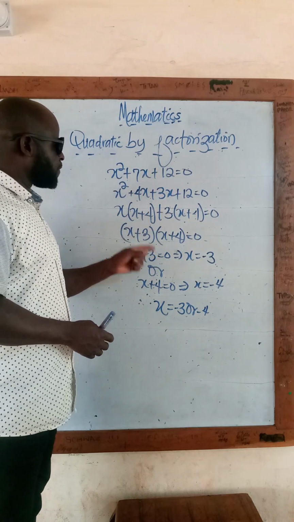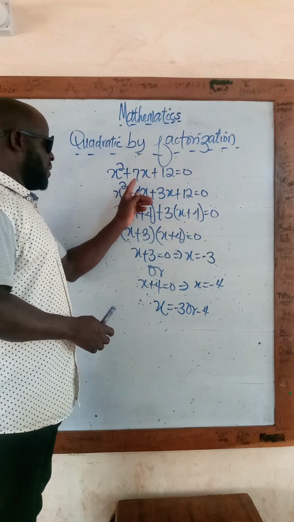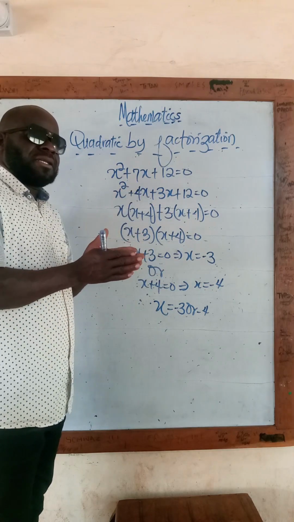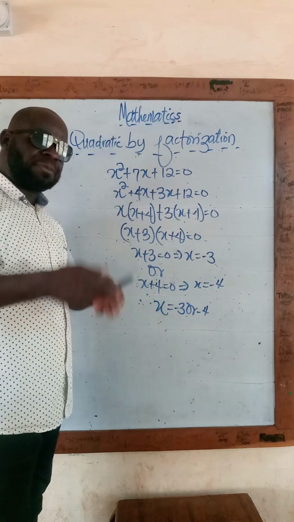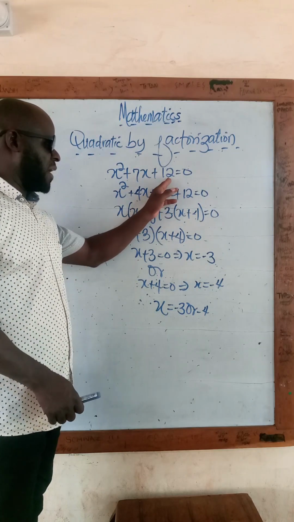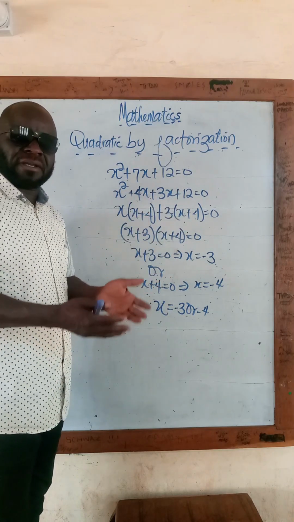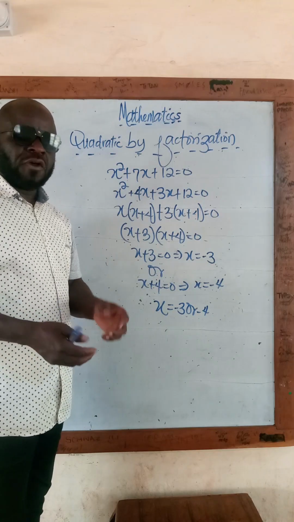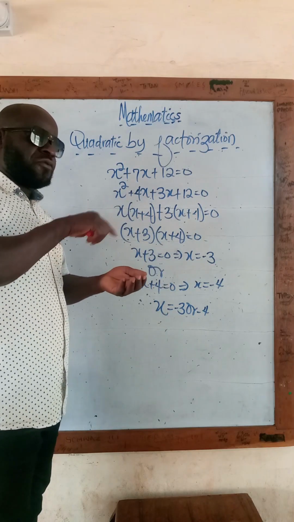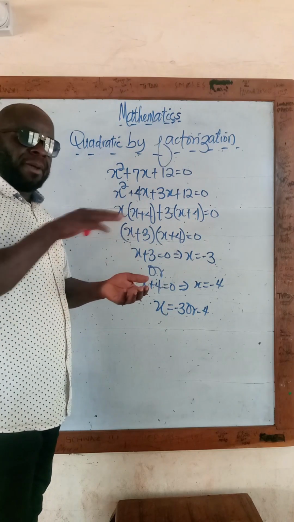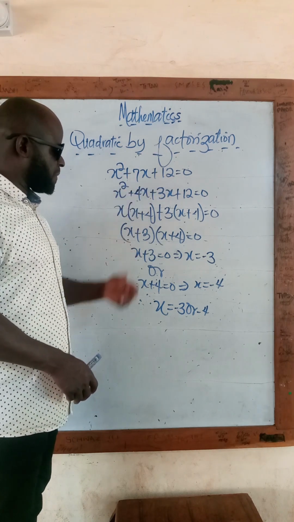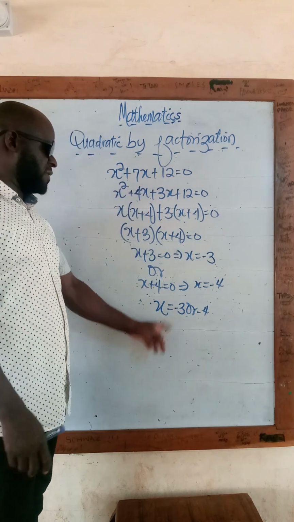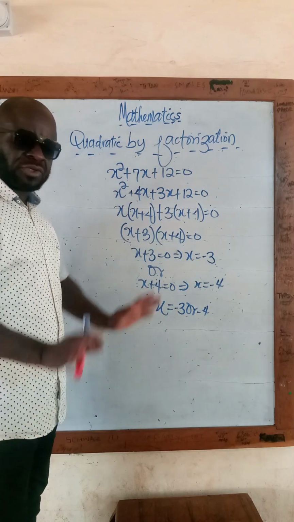So what do you do? You ask yourself, two numbers that if I add, I'll get 7, and if I multiply the same two numbers, I have 12. What are the numbers? It's 3 and 4. So the opposite of your responses becomes your answers. So if the numbers are 3 and 4, it means the answers will be -3 and -4. As simple as that, you don't need to write anything down.